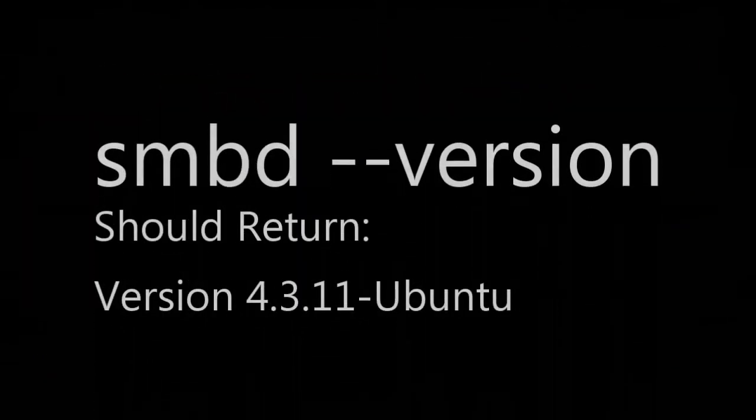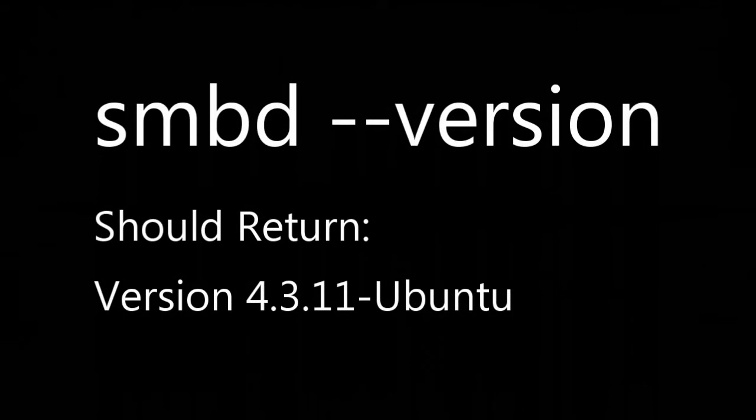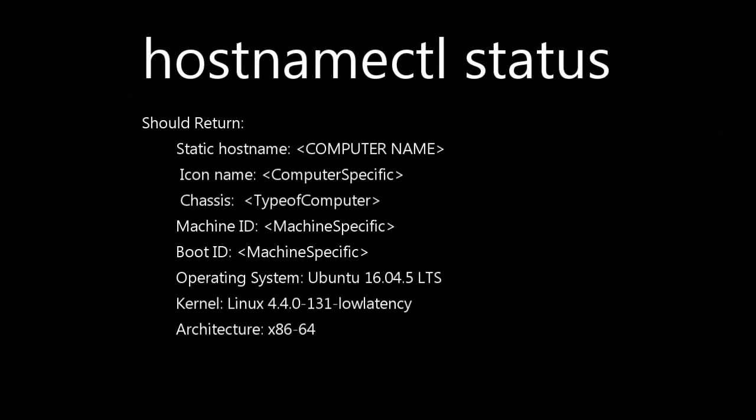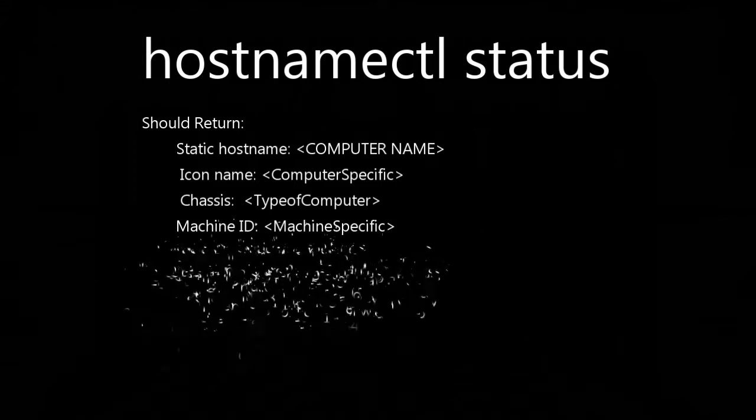Open a terminal window and type in smbd space dash dash version. You should get back 4.3.11, which is the latest version of Samba. After that, type in hostnamectl space status, and you should get back what I have here. Hopefully everything checks good to this point and we can proceed to the next step.